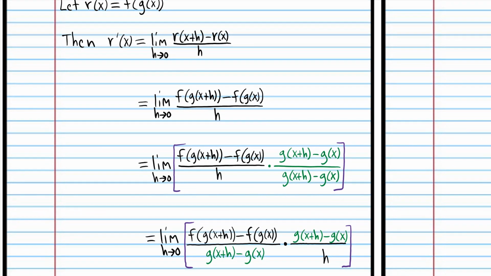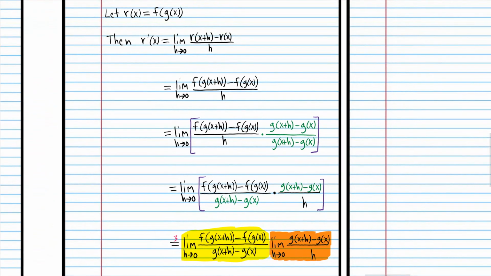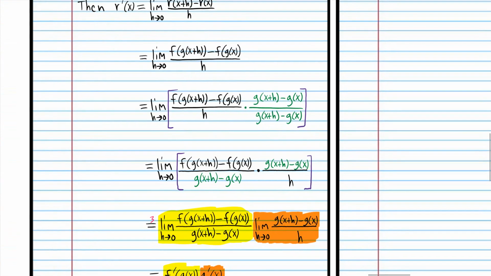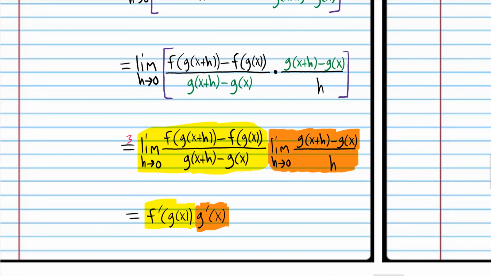That's the fundamental principle of fractions. But then we do something tricky again, and we rearrange things using the commutative property of multiplication. And then we use limit law number 3 because we have a product here. And so the limit becomes the limit of the first expression in the product times the limit of the second expression in the product. And you see that this is very convenient here. That's just the derivative of g of x. That's just g prime.